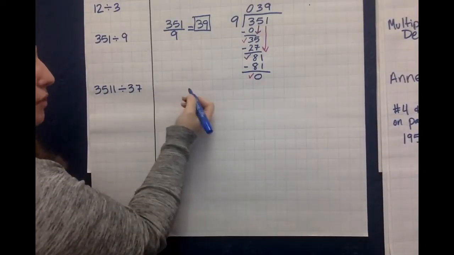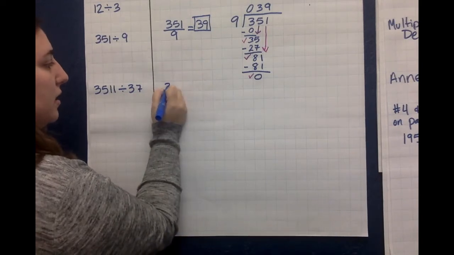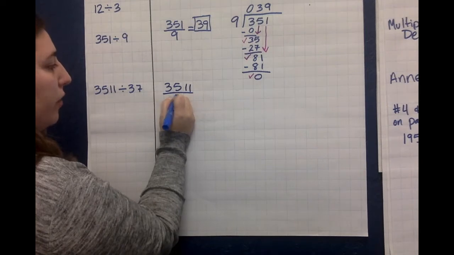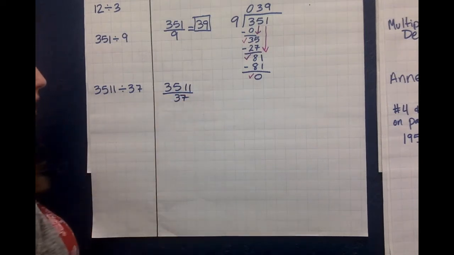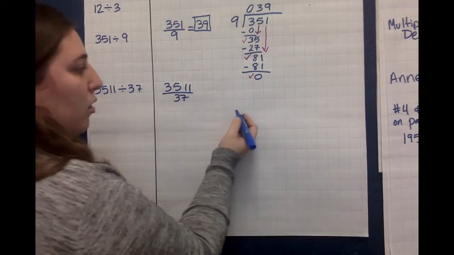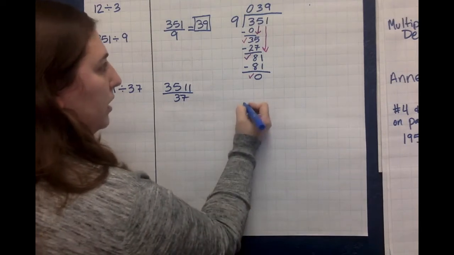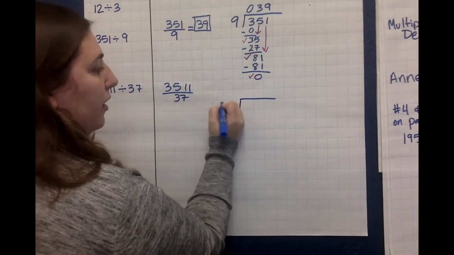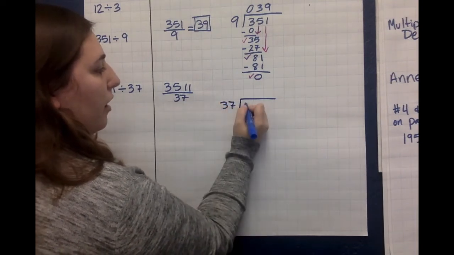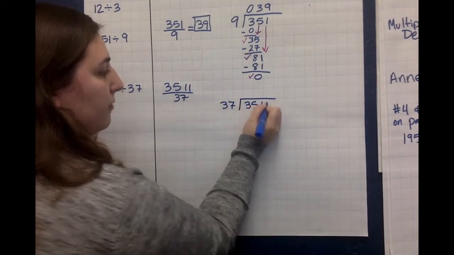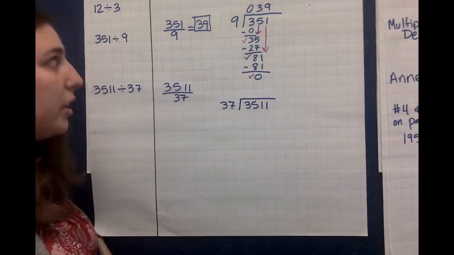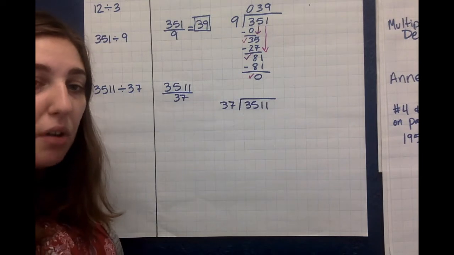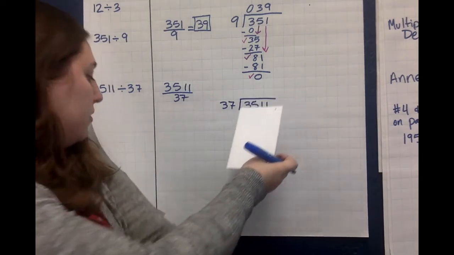Let's rewrite it. So this is the same as saying 3,511 over 37. Okay, I'm going to rewrite it over here. We're going to put the denominator on the outside, numerator on the inside. Okay, now we're going to start with our steps. First thing is to divide. And if this helps you, go ahead and cover the numbers.